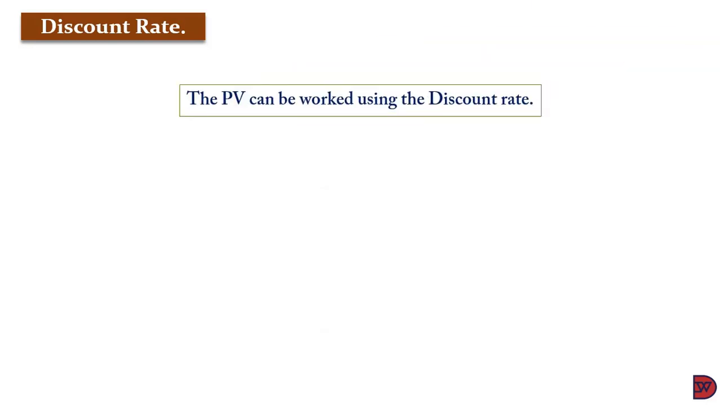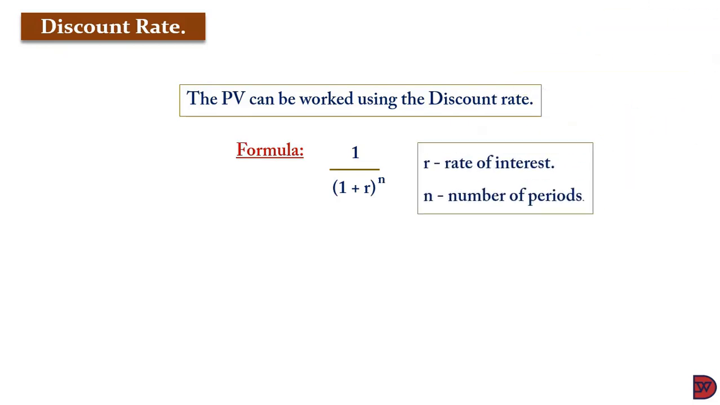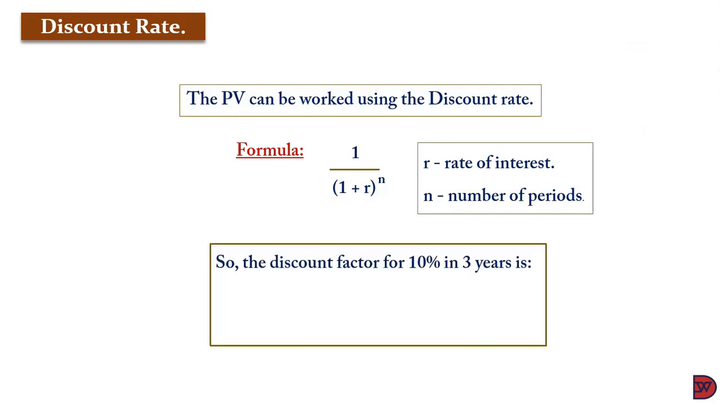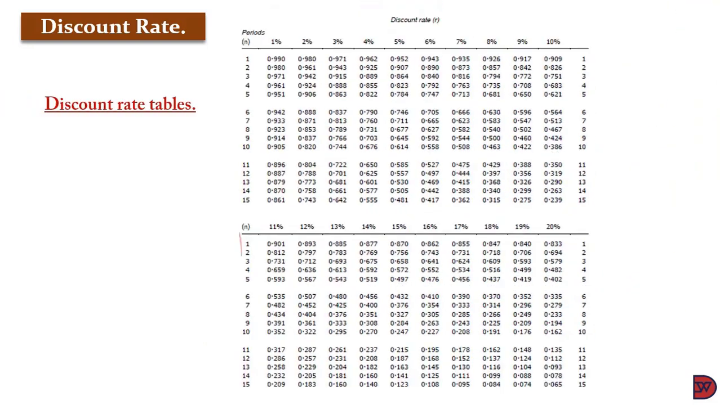Now, the present value can be worked using a discount rate. The discount rate for a number of years for any discount has a rate that you can just multiply to the principal. The formula is 1 divided by 1 plus R raised to the power N. So R is the rate of interest, N is the number of periods. So the discount factor for 10% in 3 years is 0.751. You just multiply the future value by 0.751 and it will give you the present value.